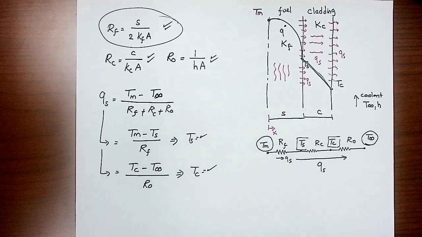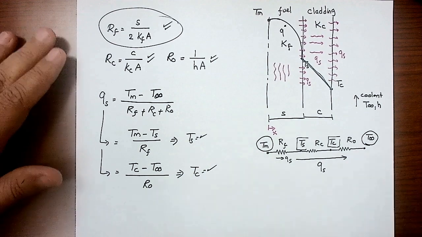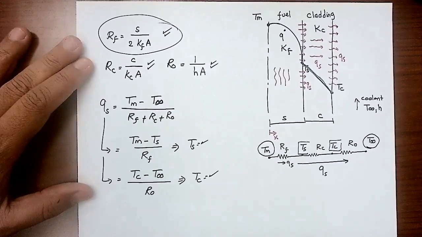That's simple. So I hope that gives you the idea on how we analyze plate type nuclear fuel with other gas gap or cladding or coolant that's included in the problem.